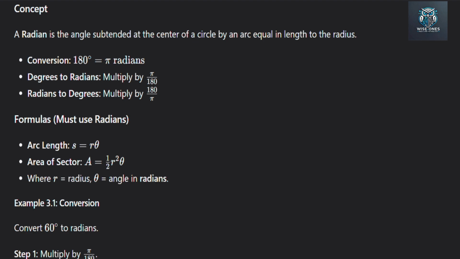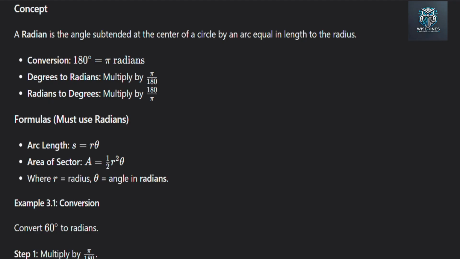Here is the conversion you must know. 180 degrees equals pi radians. To convert degrees to radians, you multiply by pi over 180. To convert radians to degrees, you multiply by 180 over pi.